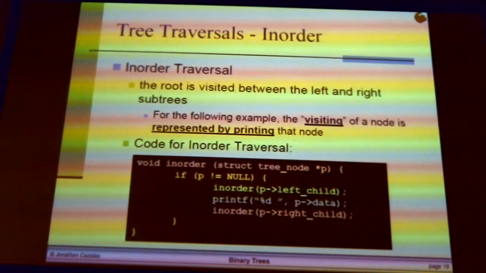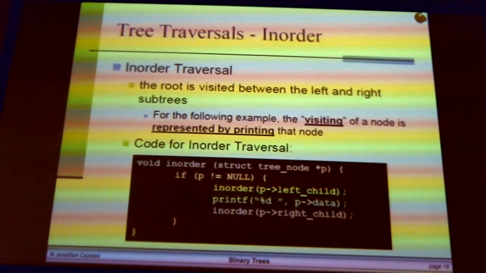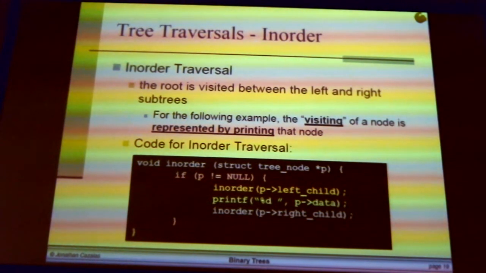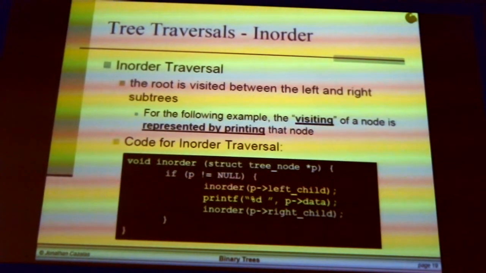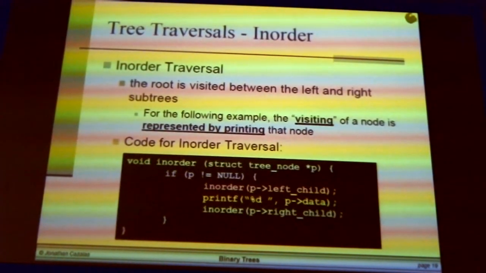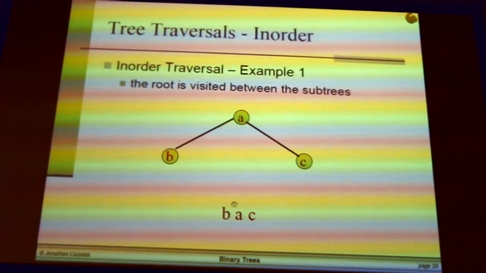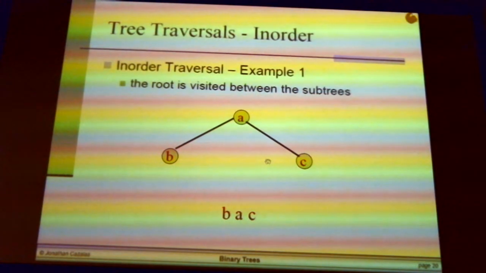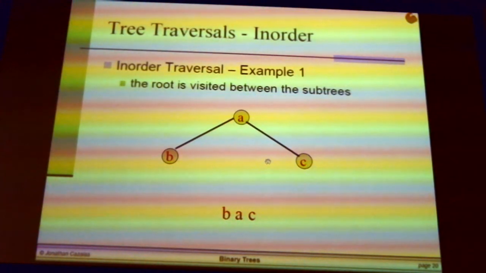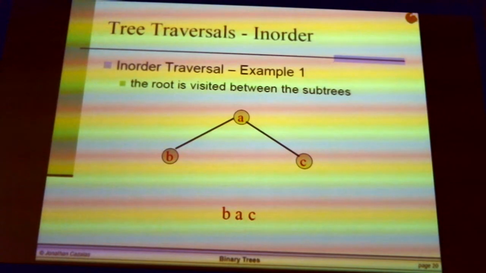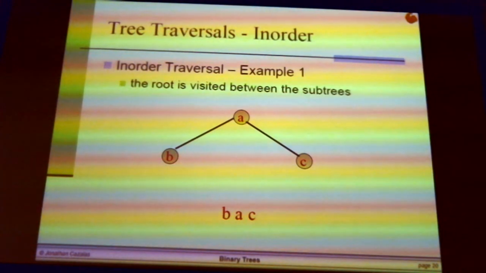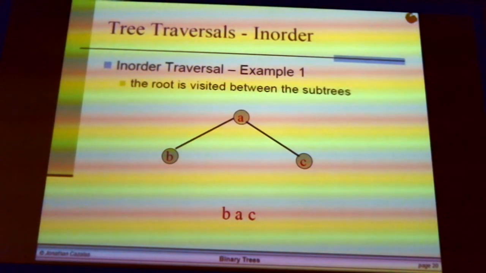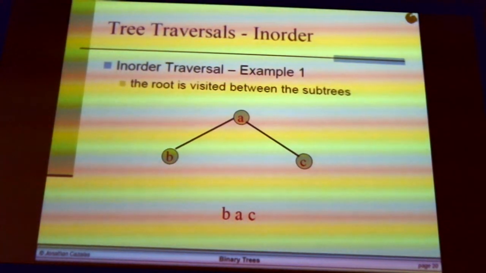So the in order is where the root is visited between the left and the right tree. For the following example, the visiting of a node is represented as an ID. So this is the code for in order. What happens here is in order, the root is visited between subtrees. So B and C are subtrees. Are you tracking? Those two subtrees get evaluated first. So then we do the B, the A, and then the C, because A is in between your two nodes.